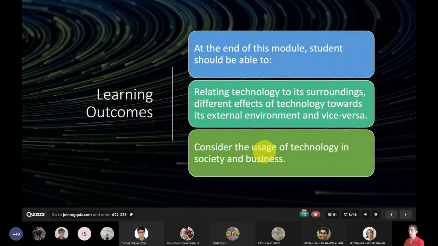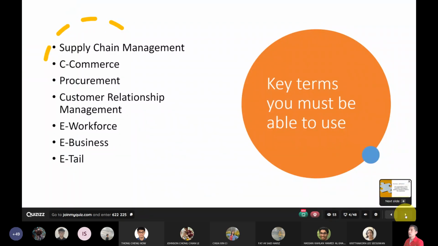And of course, considering the usage in society overall. What we are trying to do is also to identify a direction, to see where technology is bringing business towards. Since I've mentioned that there are many different areas that we can look into, we will basically be looking into specific areas.